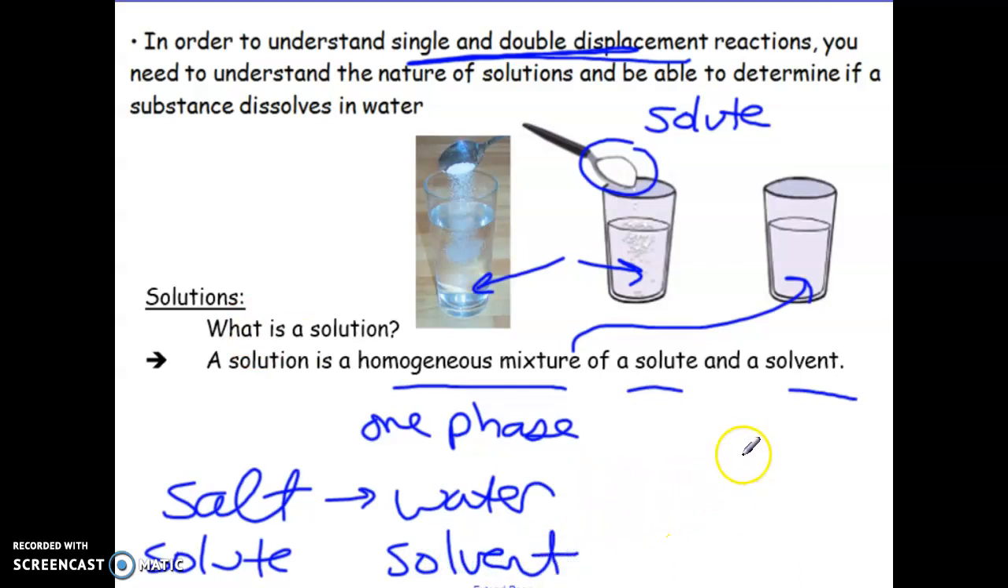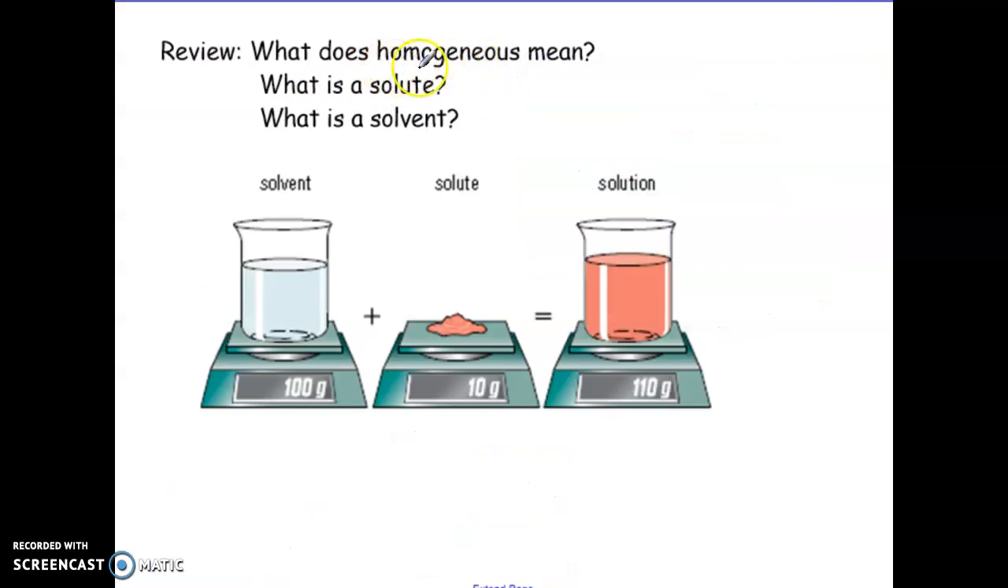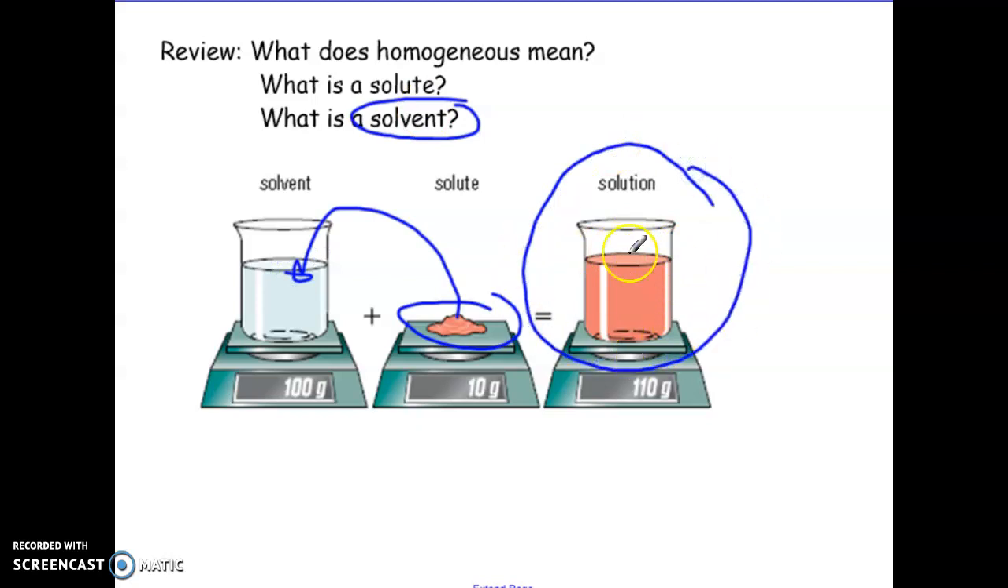Once the two are together, that makes a solution. Homogeneous, like we mentioned, means you have one phase. The solute is the substance that is dissolving. The solvent is what the solute is dissolving into. So here we have 100 grams of water as our solvent and 10 grams of whatever you'd like, let's say Kool-Aid powder. You dissolve it, and now we have one homogeneous mixture. It's all completely dissolved, and we have a solution.